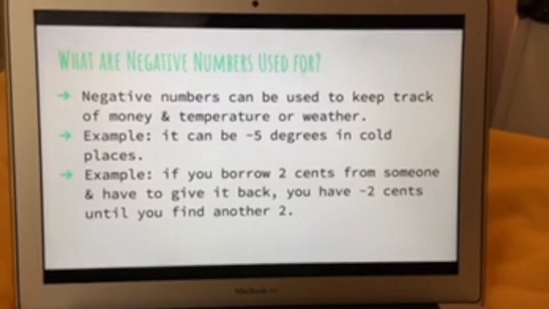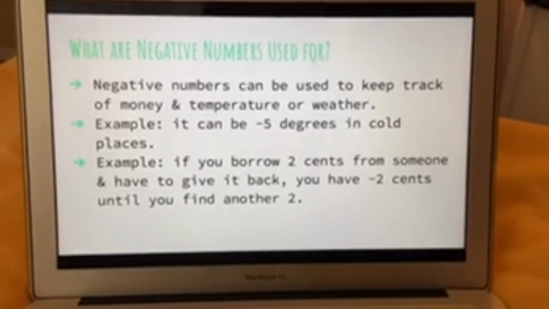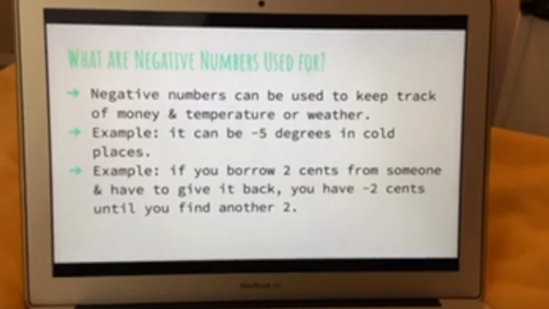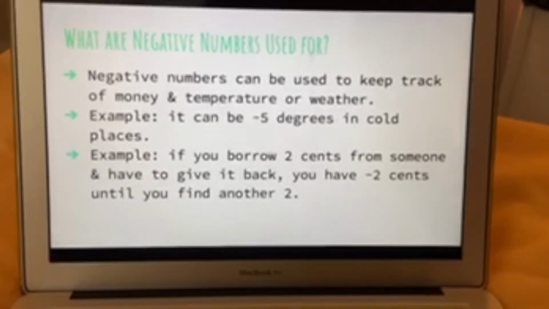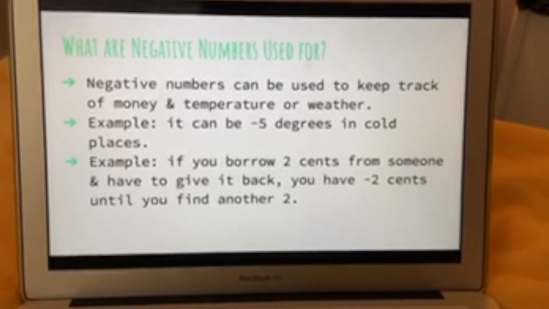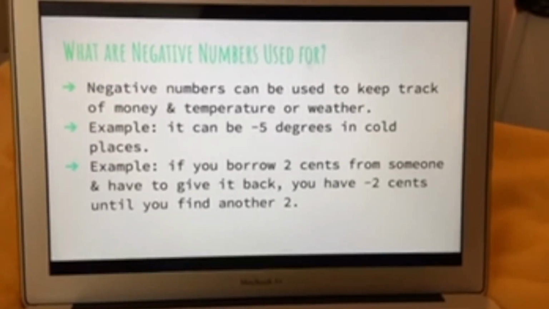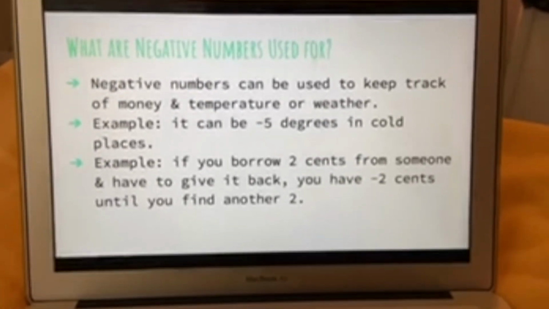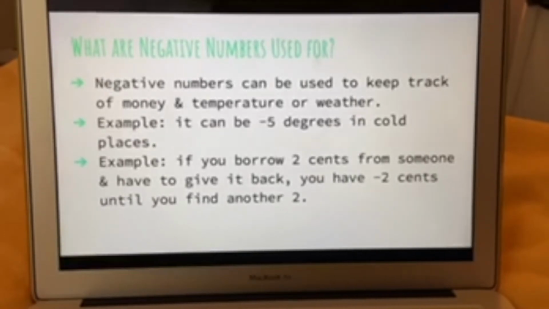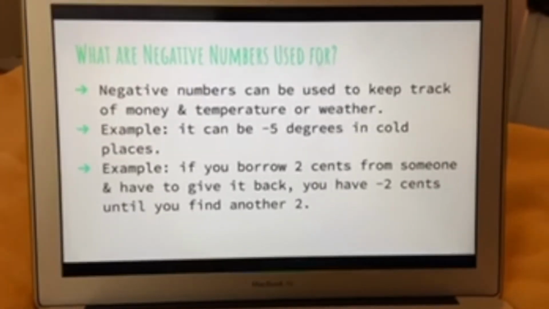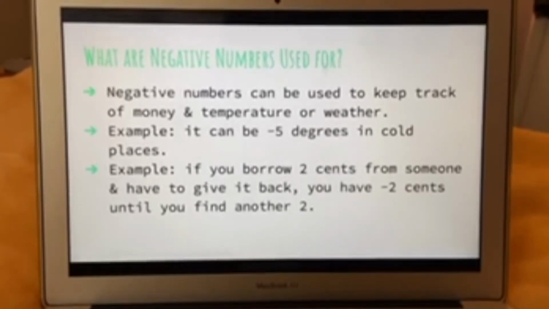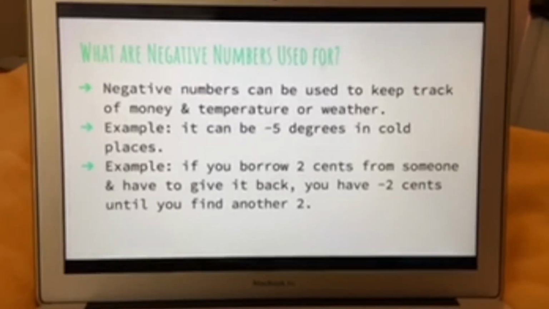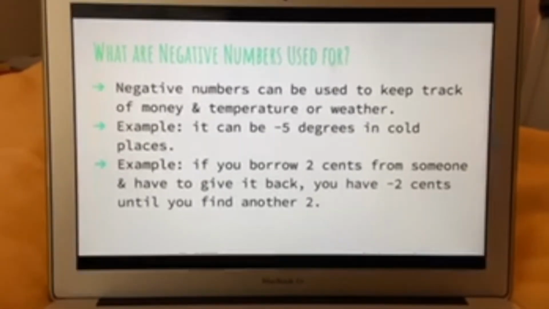Now, when we're talking about temperature or weather, we're talking about how cold it is outside. Where we live, the coldest it could possibly get is usually 35 degrees. But even that is rare. In order to go somewhere where it is in the negative degrees, we would have to go somewhere where it snows. So let's say that you're standing outside in the snow and the temperature says negative 5 degrees. This would mean that it is negative 5 degrees cold or 5 degrees below freezing.